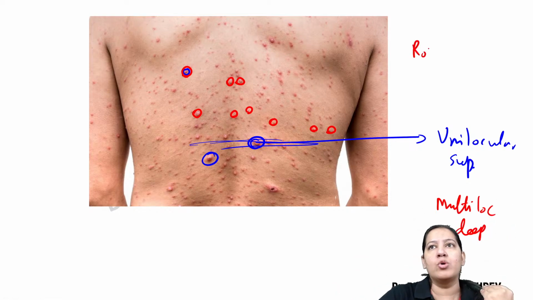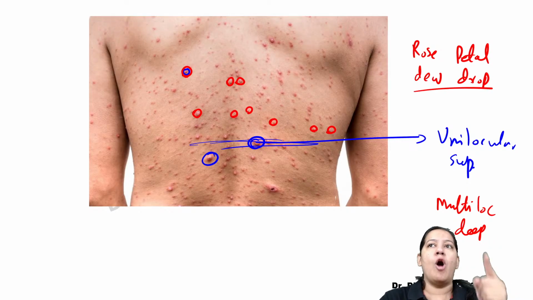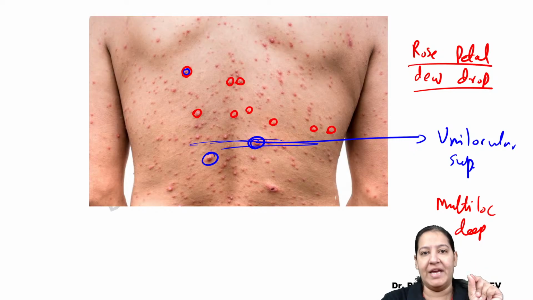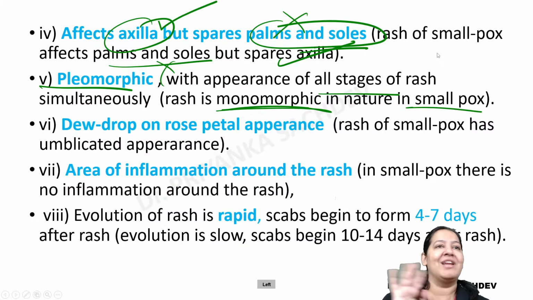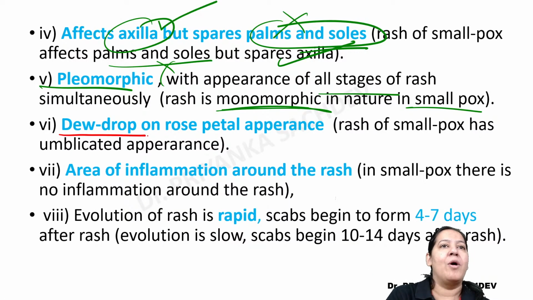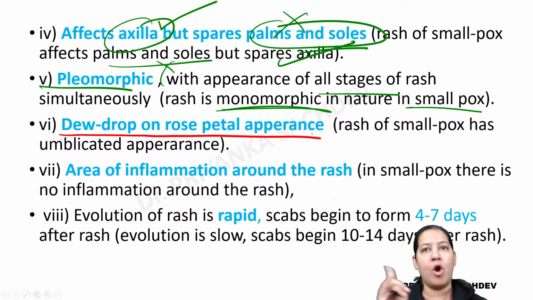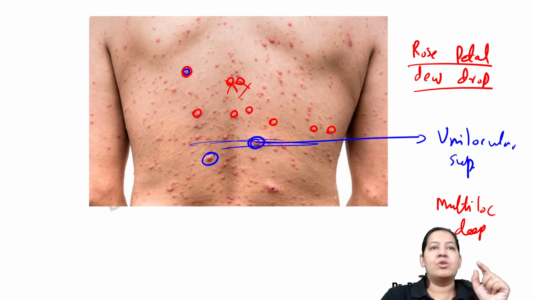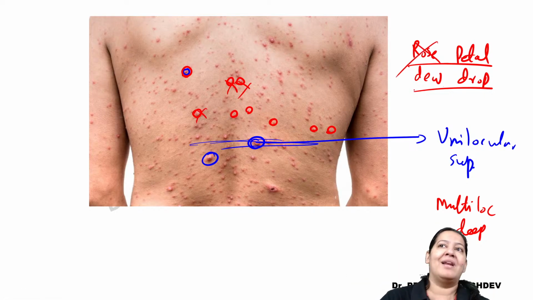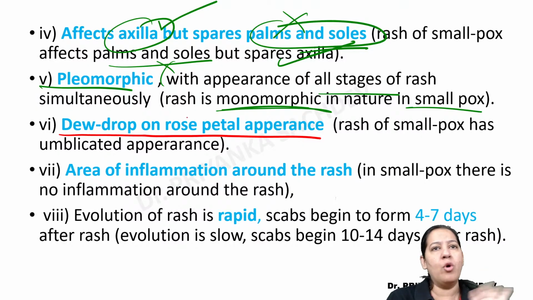So it looks like a rose petal, and the lesion looks like a dew drop. This appearance is known as dew drop on a rose petal, meaning dewdrops on a rose petal. This is a description given in the books. This appearance occurs in chickenpox, not in smallpox, because in smallpox vesicles are there, but around the vesicle there is no inflammation. So redness is not there. If there is no redness, there is no rose petal, only the dew drop. So in smallpox there is no rose petal arrangement.